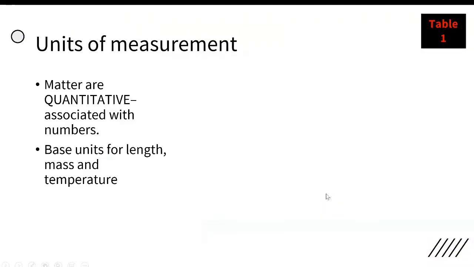Okay, the last part of today's class will be the units of measurement I want to discuss, and it's very important. Many properties of matter are quantitative, that is, associated with numbers, right? When a number represents a measured quantity, the units of that quantity must be specified. We know this. And the units used for scientific measurements are those of the metric system.